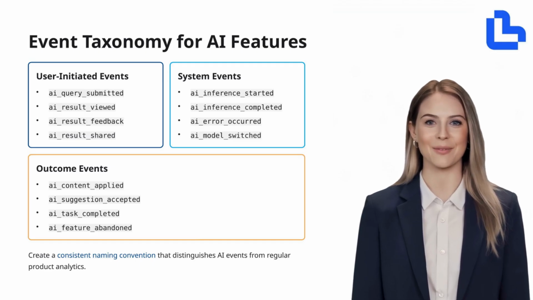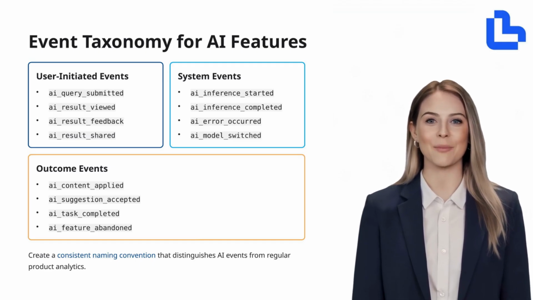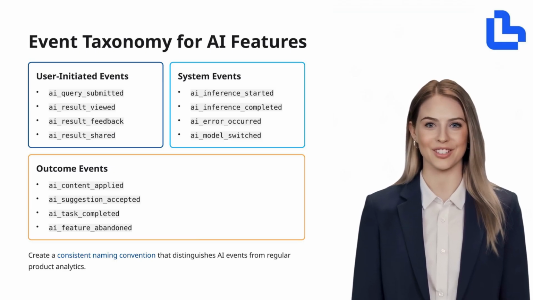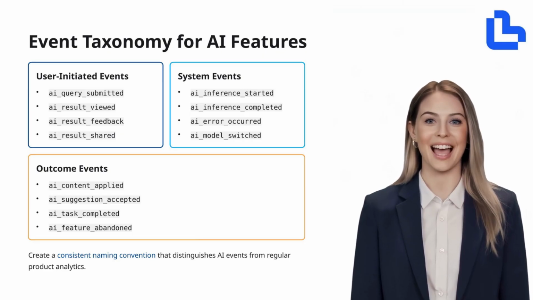Next, define system events. These are triggered by the AI itself, such as when inference starts or completes, when an error occurs, or when the model switches. These events are essential for diagnosing performance issues and understanding system behavior.